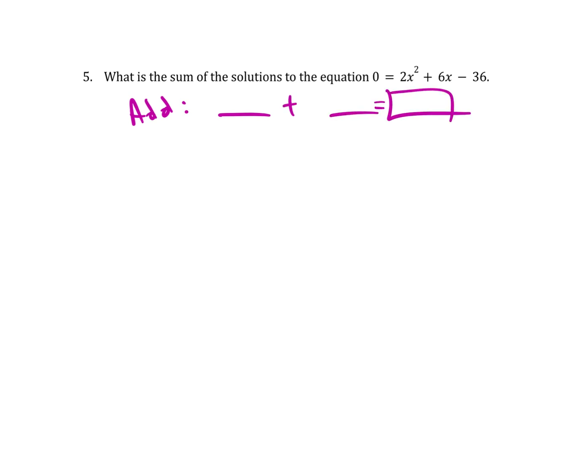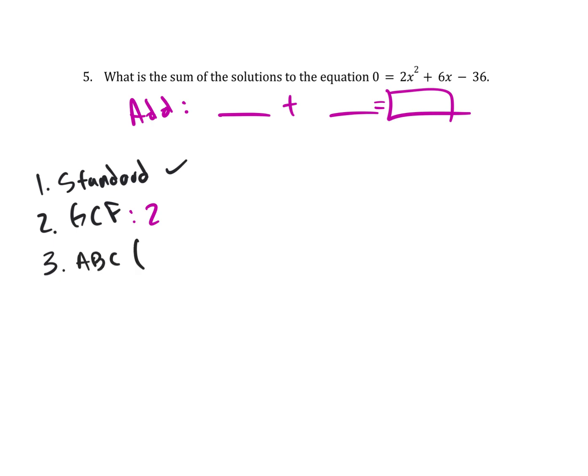Now, I have a quadratic equation, and in class, we spent time going over the steps. Standard form, which it is in. We look for GCF, which it does have. It's 2, 6, and 36. They're all even. You can divide them all by 2. After you take out the GCF, we look for the ABC, so we can do the X puzzle with the divide and slide.